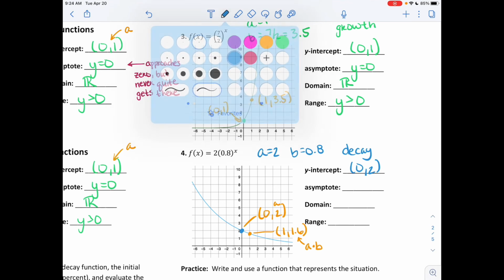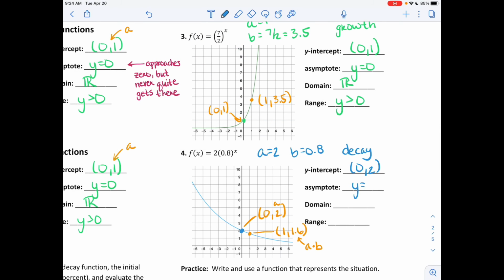Our asymptote has not changed. It's still at y = 0. We are approaching 0 a little less quickly. We're not almost at 0 by the time we get to 1 or 2, but we are still approaching and never crossing 0. You can prove that to yourself by looking at the graph in Desmos or on your calculator if you'd like. Domain is all real numbers, and range is still y greater than 0 because of that asymptote.